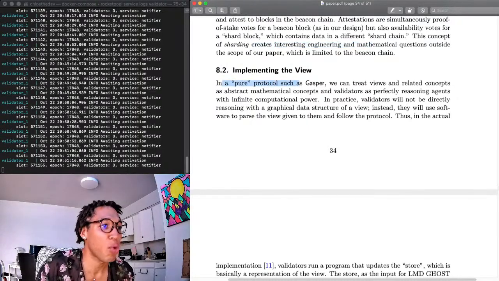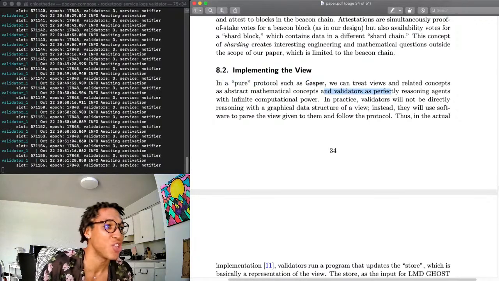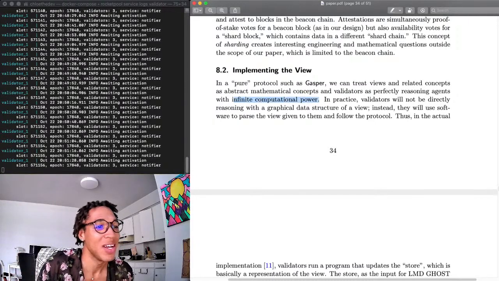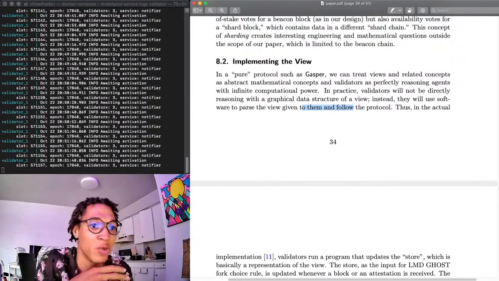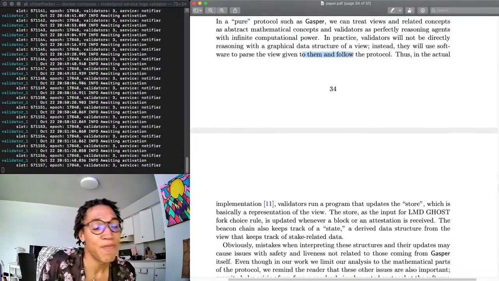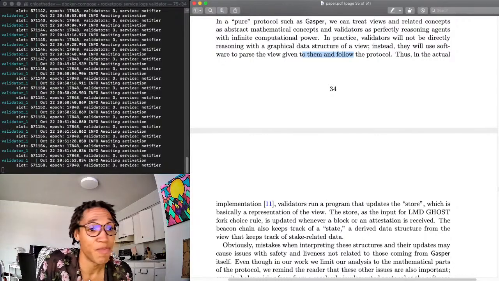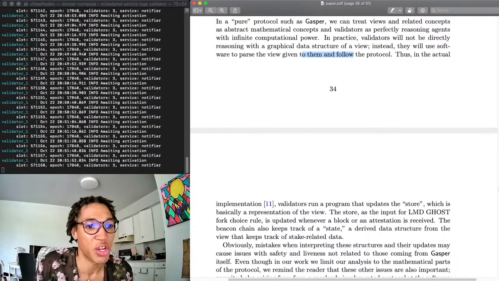In a pure protocol, such as GASPER, we can treat views and related concepts as abstract mathematical concepts and validators as perfectly reasoning agents with infinite computational power, which is obviously not true, but in this protocol, that's the case. In practice, validators will not be directly reasoning with a graphical data structure of a view. Instead, they will use software to parse the view given to them and follow the protocol. So there's no perfect view in a real validator. There's only the view that they are able to see locally, and then the software takes that view and does some sort of computation on top of it.